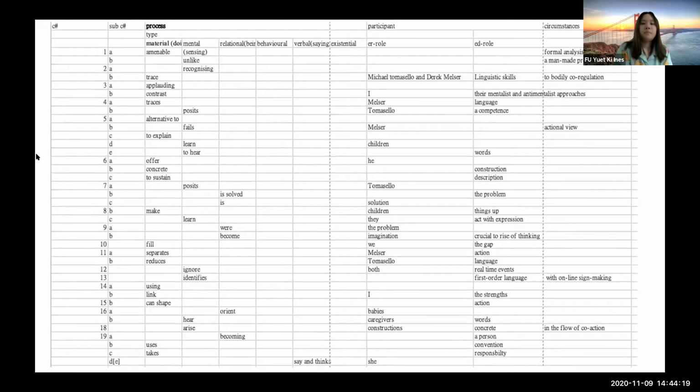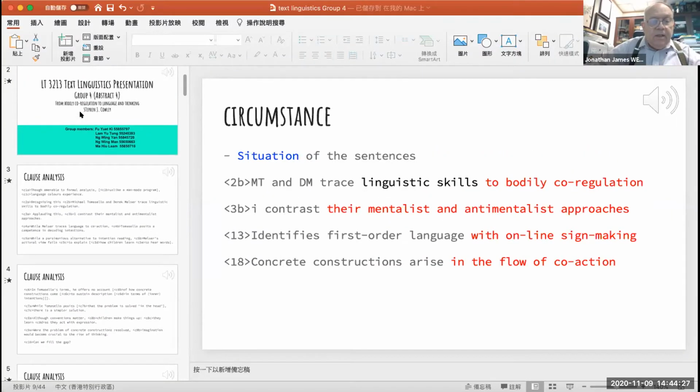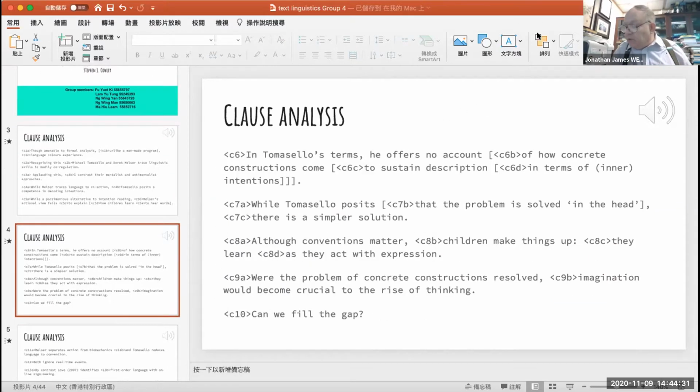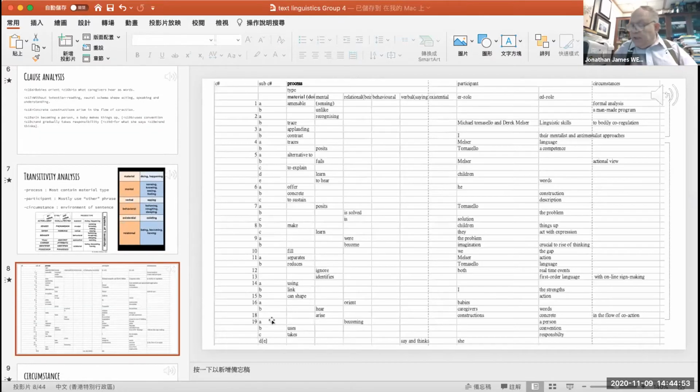Who did the transitivity? Okay, Lam Yutong, can you tell me why did you consider concrete? It's not a verb though, right? Is it the sentence "he offers no account of how concrete constructions"? It's an adjective, concrete constructions. It's not a verb.